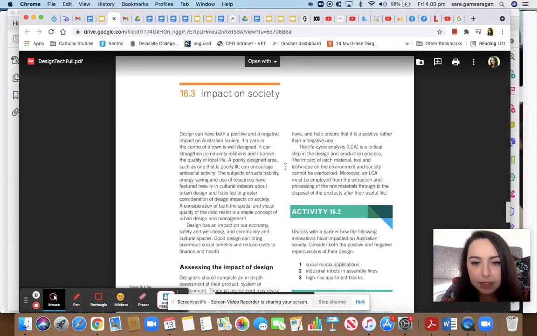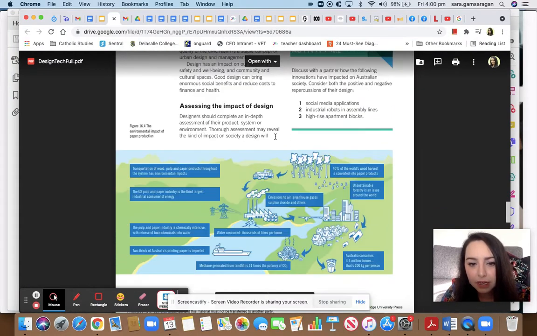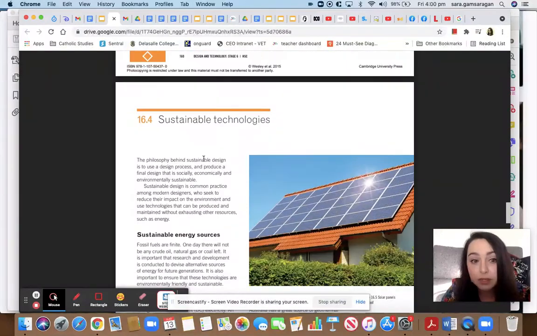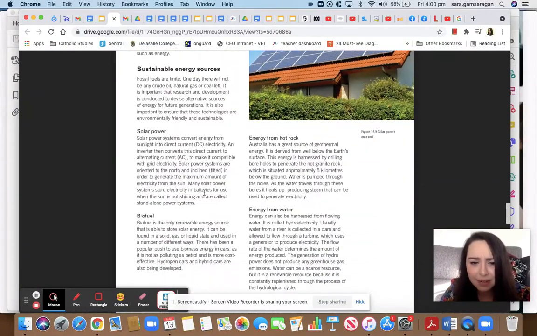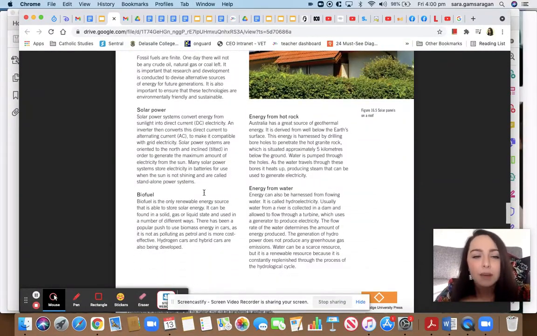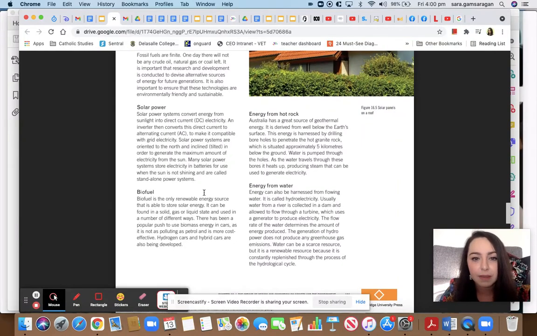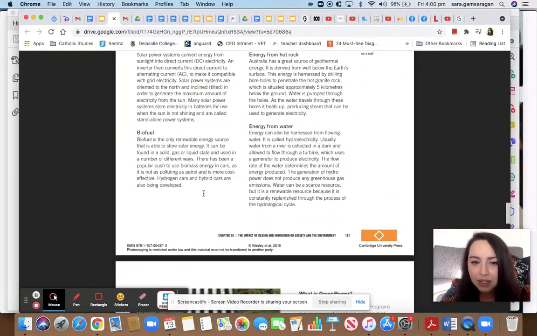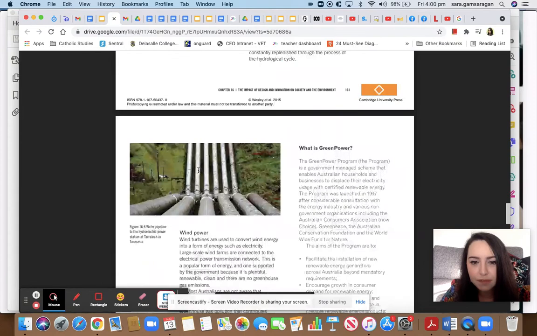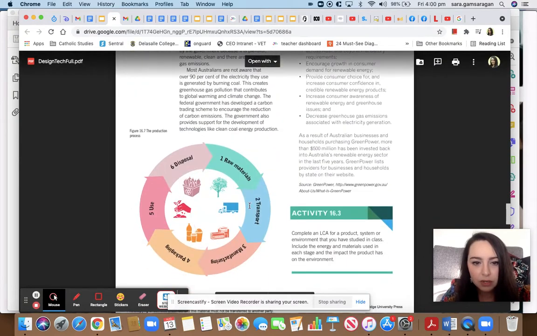And then we go back to impact on society. Oh, look, sustainable technologies. This has heaps of stuff. The textbook is great. Why do we not use this? Because I don't like teaching from it. But I definitely recommend that you have a little look, because everything's in nice little short paragraphs. It's not too full on.